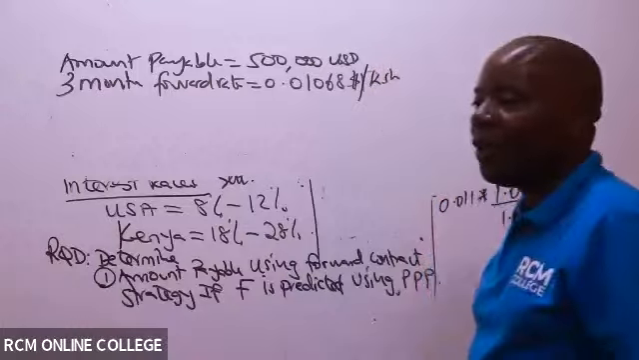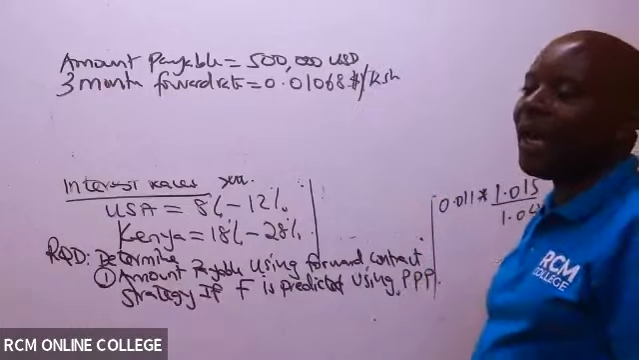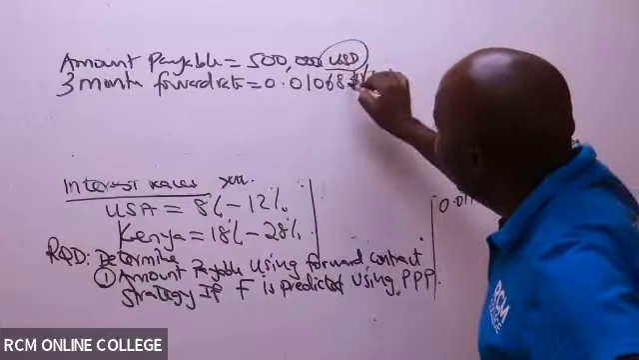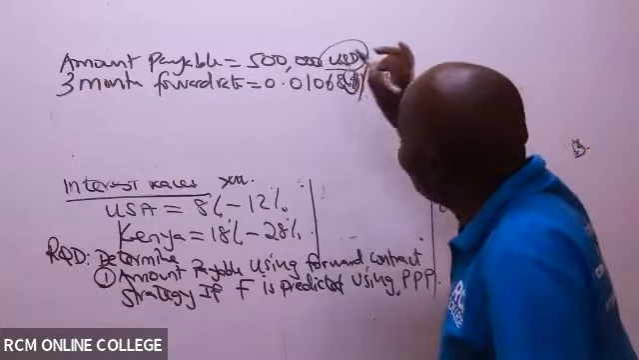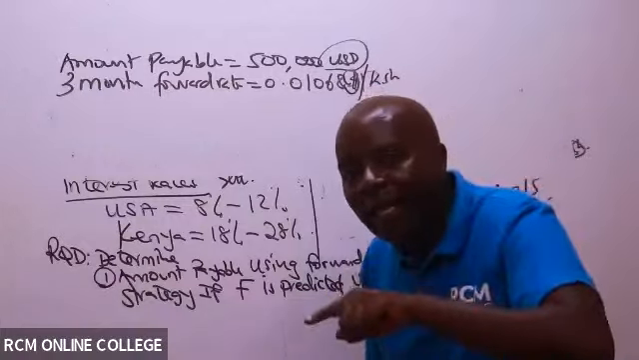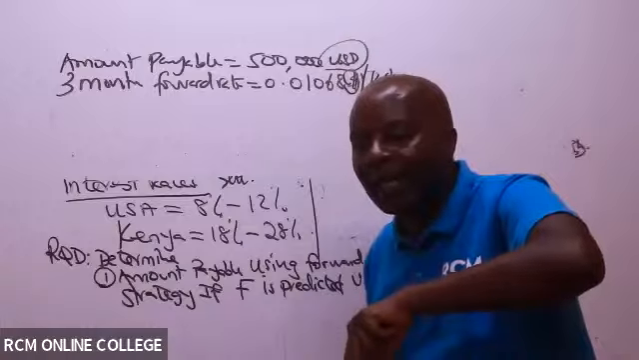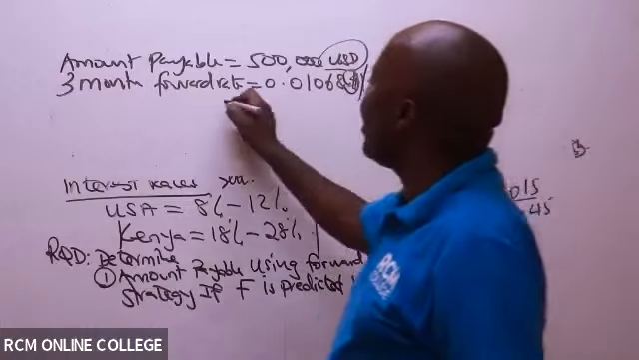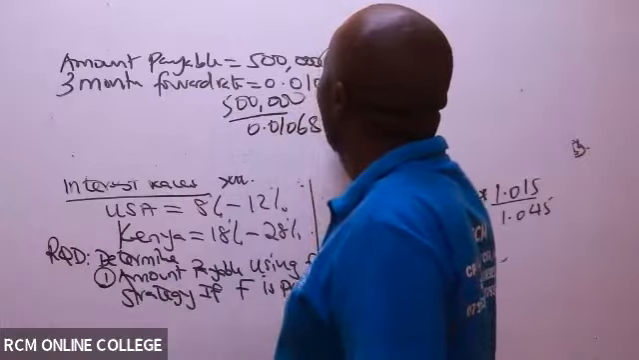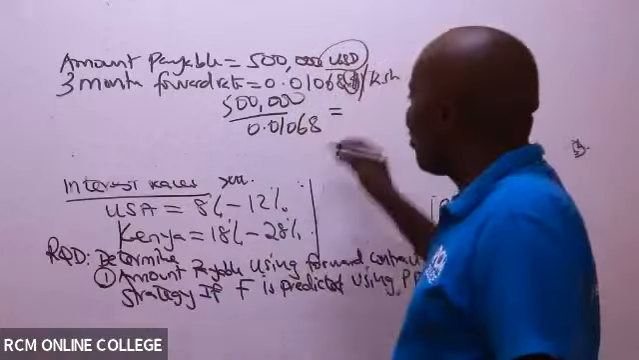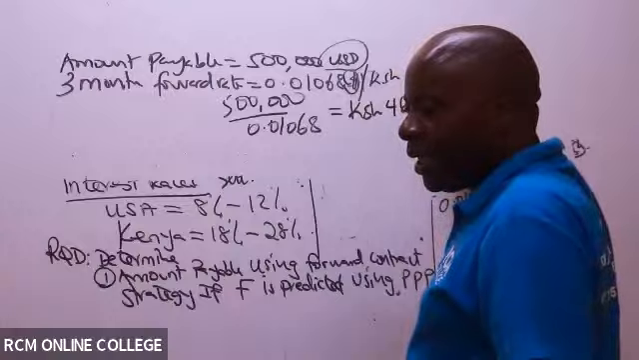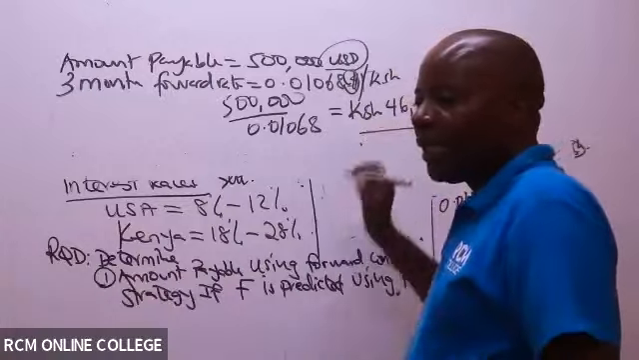So when we are exchanging, do we divide or do we multiply? Already Keziah has an answer for me. This is a brilliant lady. She has known that these are US dollars and these are US dollars. There is no way you can multiply a US dollar and a US dollar. You'll end up getting US dollar squared. So we divide. And this will be 500,000 divided by 0.01068, which will end up being equal to Kenya shillings 46,816,479. Thank you so much, Keziah and Lorna.